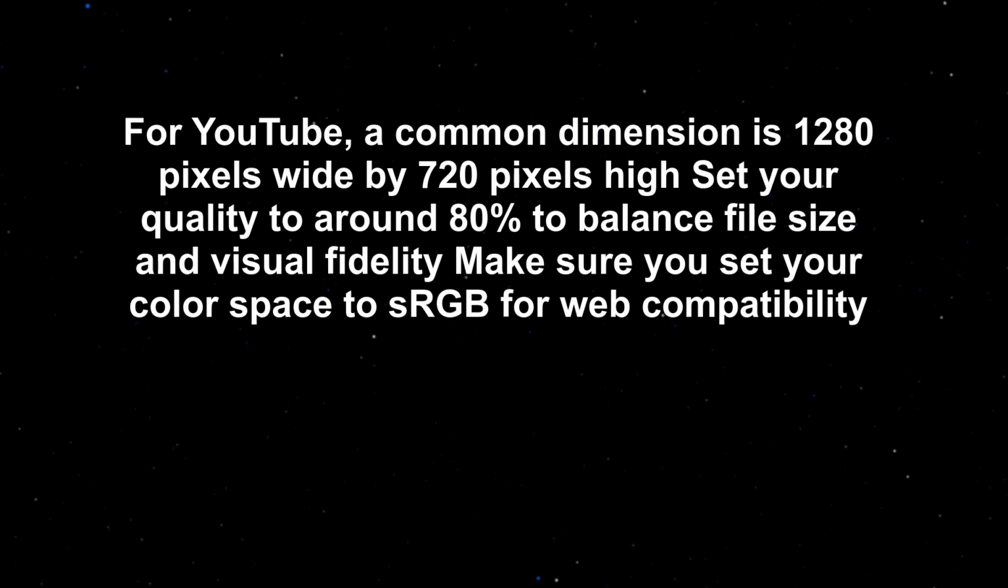This is crucial for web optimization. Go to File, then Export. For YouTube, a common dimension is 1280 pixels wide by 720 pixels. Set your quality to around 80% to balance file size and visual fidelity. Make sure you set your color space to sRGB for web compatibility.